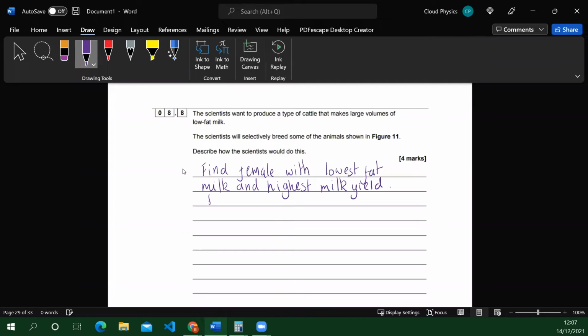And find another one: find a male whose female offspring of the same characteristics have the lowest milk fat and highest milk yield.